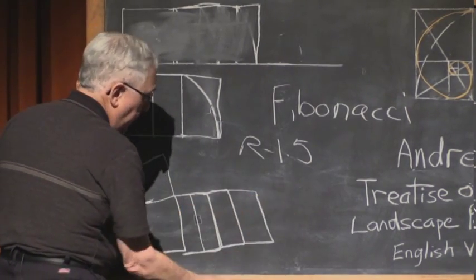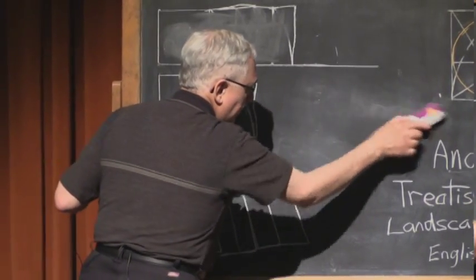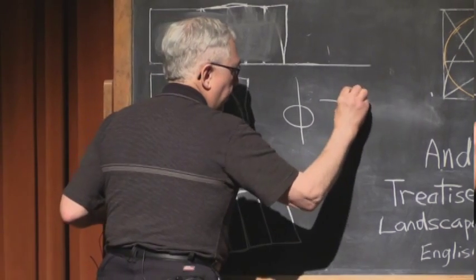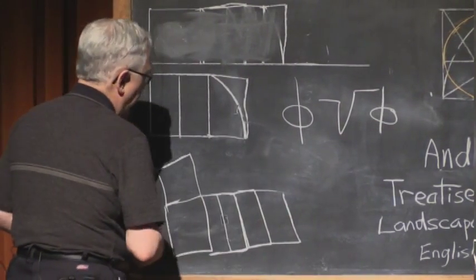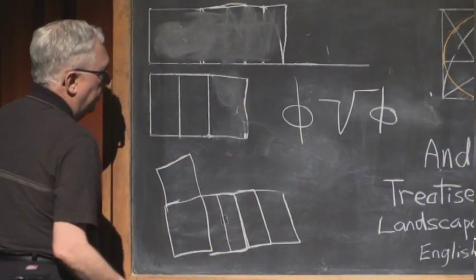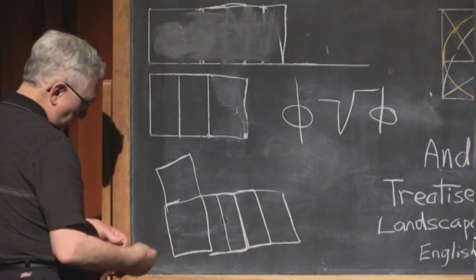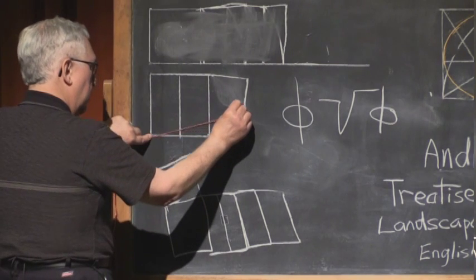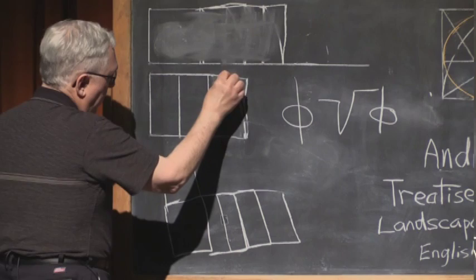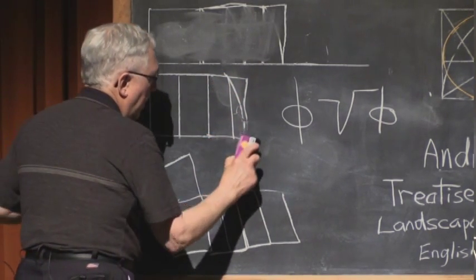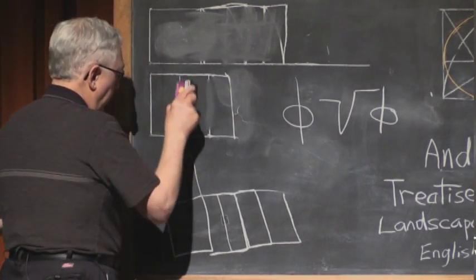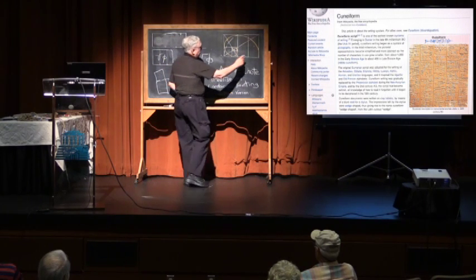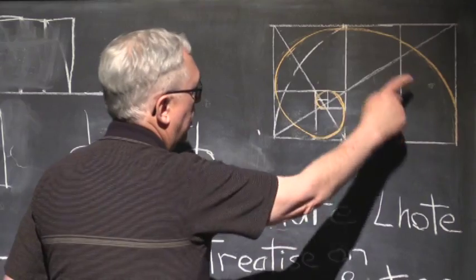That's the phi rectangle. The last rectangle is the root phi rectangle, and that's achieved by taking the phi rectangle and we take the baseline and we bring it up to where it touches the top, and we bring that down. And I've now created the root phi rectangle. Now I've recreated the root phi, the phi rectangle, the golden section rectangle here.